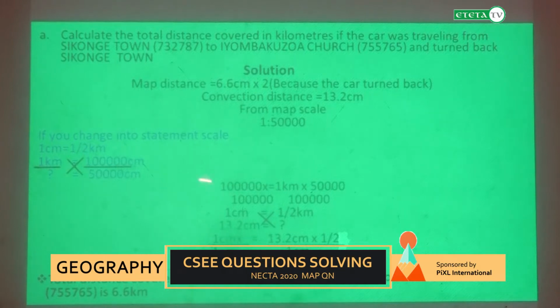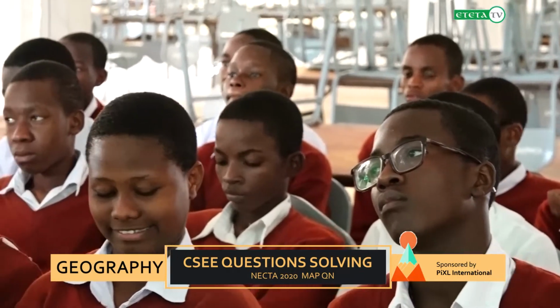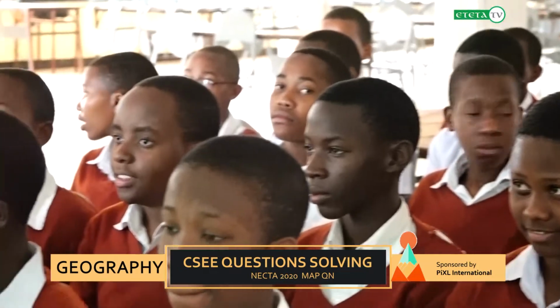So class here, the answer depends on the scale that you have been given. The scale which you have been given is this one. If at all the scale changes, also the answer is going to change. So this is the way you are supposed to answer correctly and to show the rules and procedures on how to answer the distance which has been covered. This is the way the question was supposed to be answered.